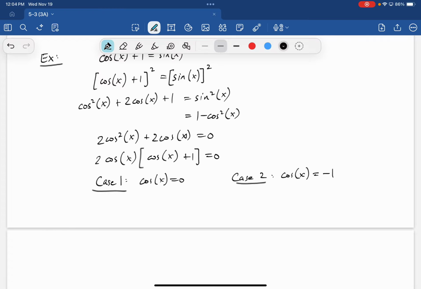Okay, any questions? And then I factored, and then the first case is either cosine equals 0, and the second case is cosine x plus 1 equals 0. Any questions?